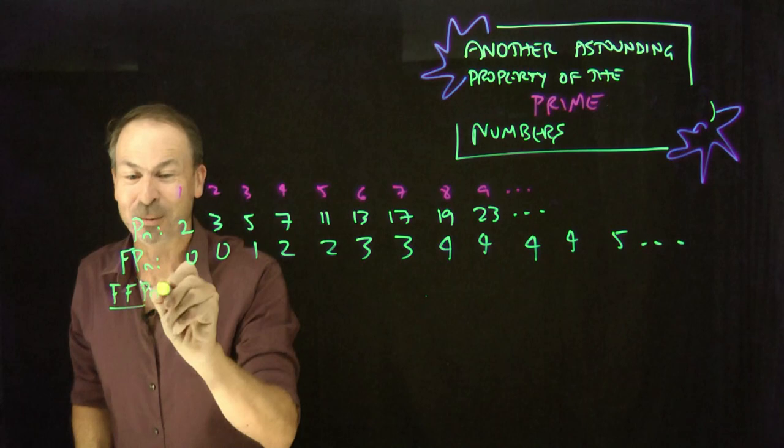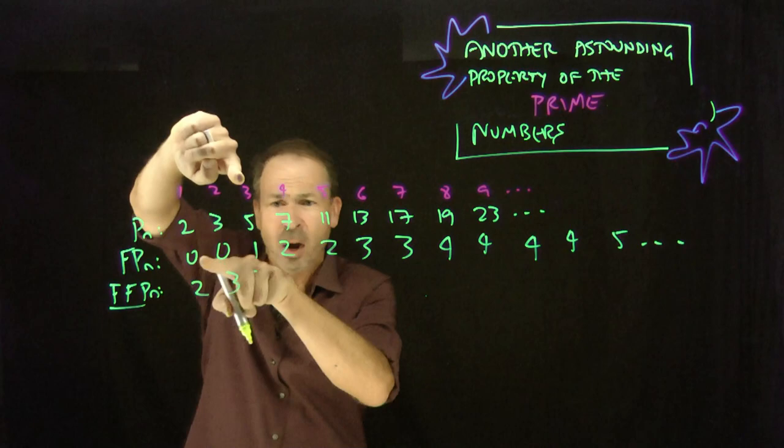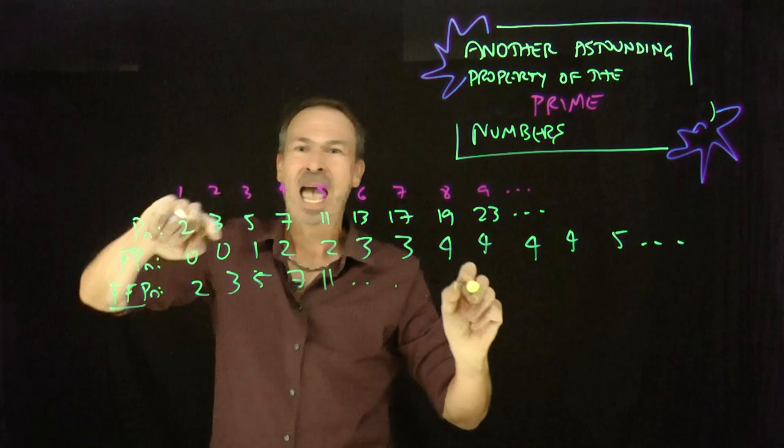Whoa! Do it again. Ask how many of these numbers are smaller than 1? 2 of them are smaller than 1. How many smaller than 2? Those 3 are smaller than 2. How many smaller than 3? 1, 2, 3, 4, 5 of them are smaller than 3. How many smaller than 4? All these are smaller than 4. That's 7 of them. How many smaller than 5? It's all these, and that's 11 of them. And we're getting the prime numbers back.